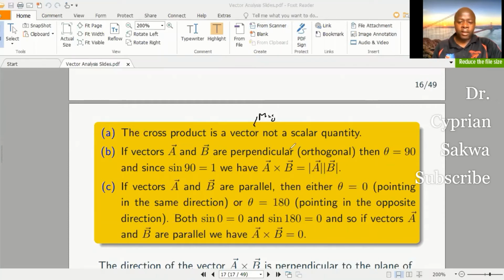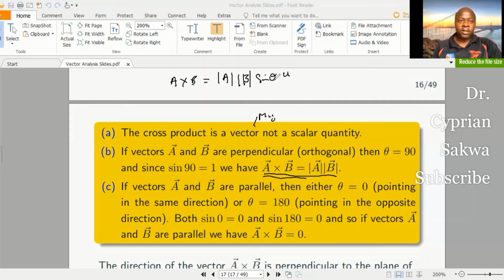And the other important point is that given two vectors A and B, if these two vectors are perpendicular, then the cross product will be given by this. Because what we have is that the cross product A times B is given by the magnitude of A times the magnitude of B sine theta with the direction.